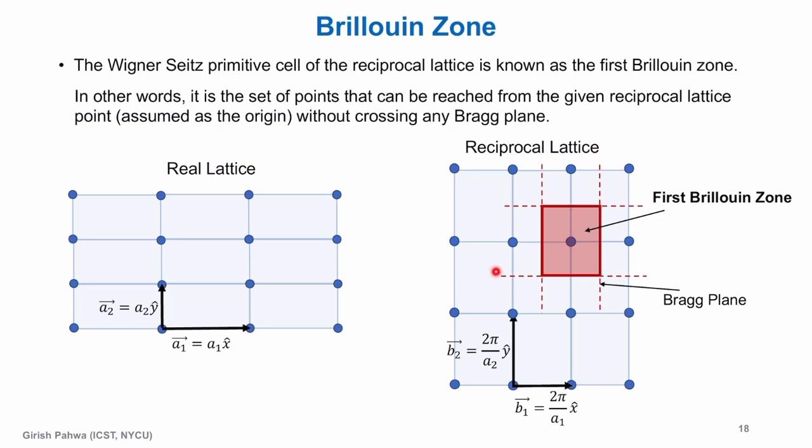Now these perpendicular lines, or in 3D they will be planes, are called Bragg planes. The name comes from diffraction theory, but it's just nomenclature. So this is the first Brillouin zone, some kind of a region in the reciprocal lattice. If there is a first Brillouin zone, there can be higher Brillouin zones also, although they will not be as relevant to us. We will mostly be talking about the first Brillouin zone, maybe the second, but there can be higher ones also.